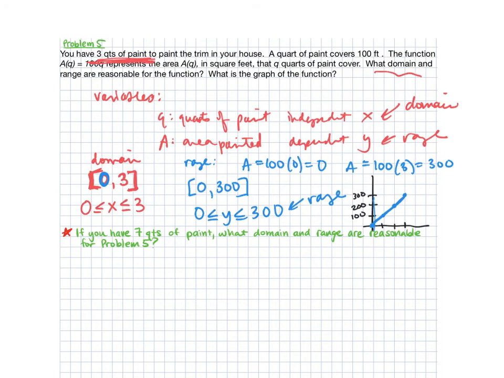That's my graph. Okay. And then there's one last problem for you to try. If you have 7 quarts of paint, what's the domain and range? So just do this problem again with 7 quarts instead of 3. Press pause, try this on your own, and then check back for the solution.